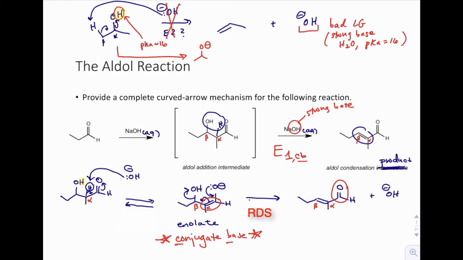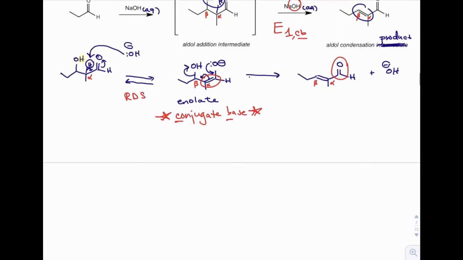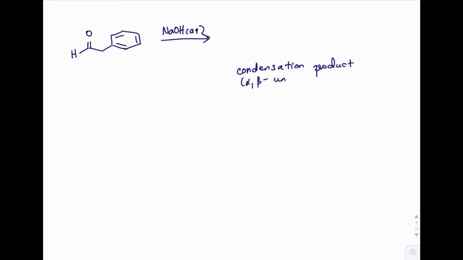This is the exact mechanism that you need to draw for formation of the aldol condensation product. Let's run through this mechanism one more time. This time we'll look at the treatment of a different aldehyde under the same conditions, and those conditions are treatment with aqueous sodium hydroxide. So you should pause and see if you can predict the product of this reaction. I want the condensation product, an alpha beta unsaturated aldehyde. Pause and predict.